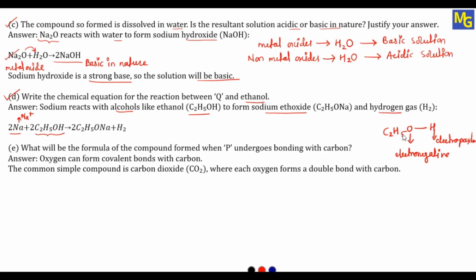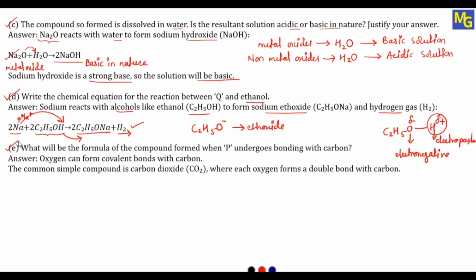Due to this, oxygen will get a slightly negative charge and hydrogen will take a slightly positive charge. Therefore, this hydrogen is replaced by sodium. So sodium comes and takes the place of H and H comes outside. So here we got C2H5ONa and H2 will be released. Like this the reaction takes place and the name of this is sodium ethoxide. C2H5O minus is nothing but the ethoxide ion, and we are adding sodium here, so it becomes sodium ethoxide, and the byproduct hydrogen gas will be liberated.